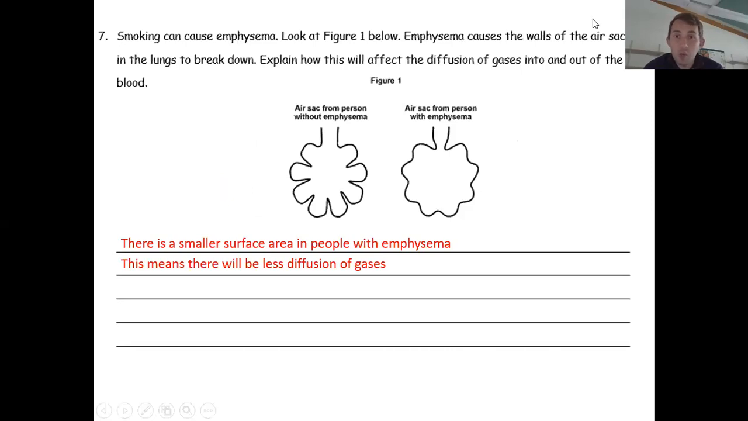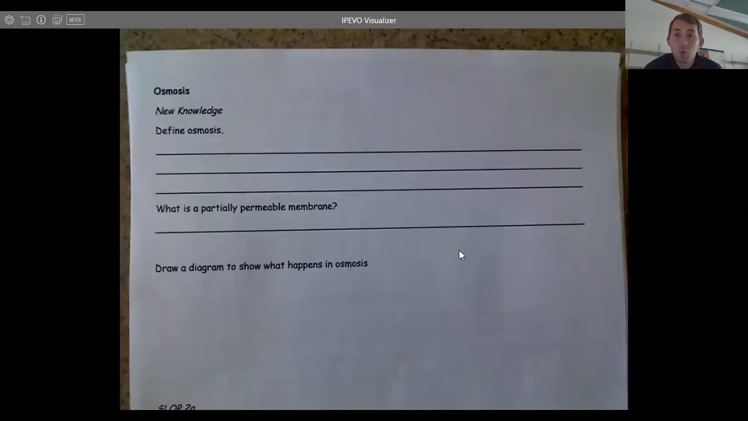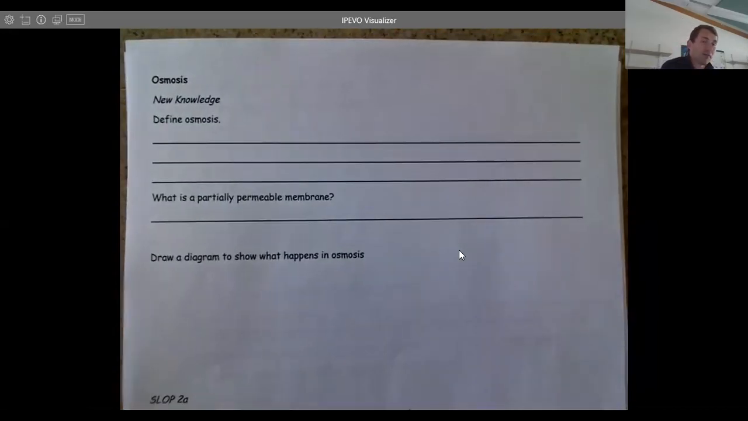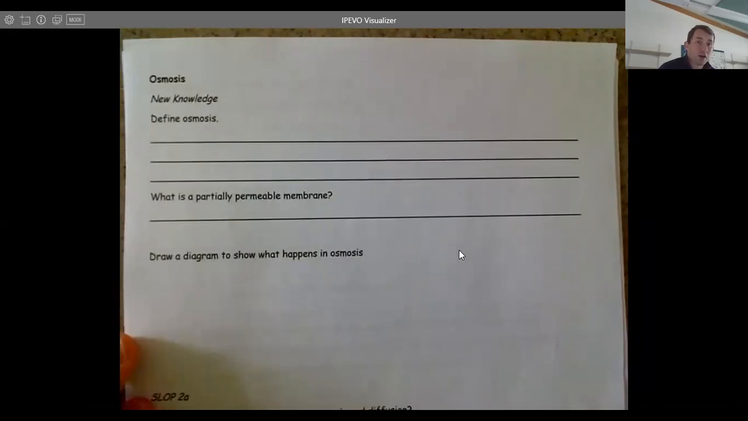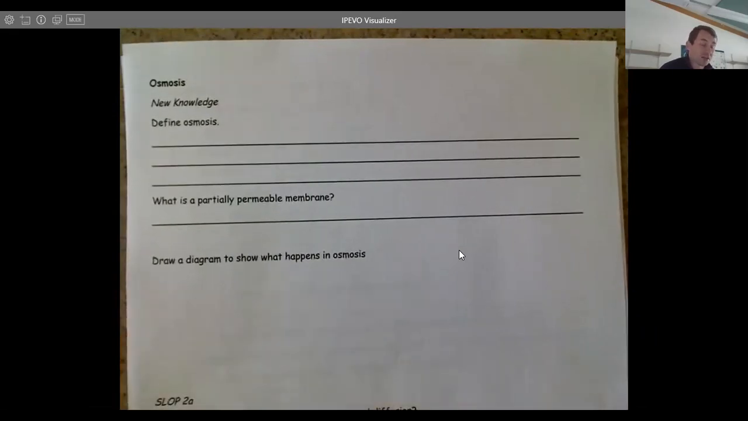So today, we're going to be looking at osmosis. Now, osmosis is a brand new topic you haven't covered before. And what I'm hoping is that at the end today, you know what osmosis is, and we can compare it with diffusion. So you should have this sheet in front of you. If you don't, worry not, you can just work on a piece of paper, that's absolutely fine. So the first thing you need to do is define osmosis. What is osmosis? That's a big question for today's lesson.